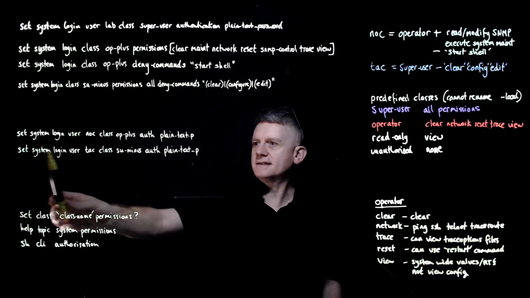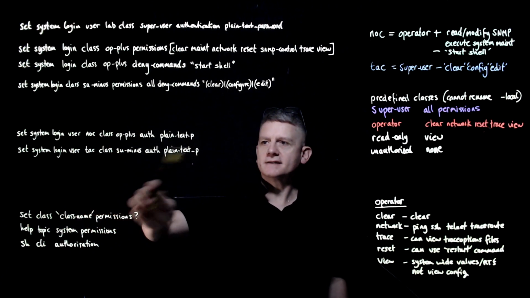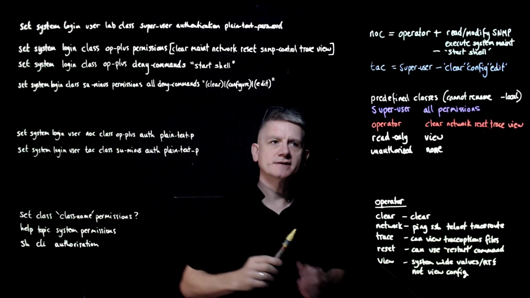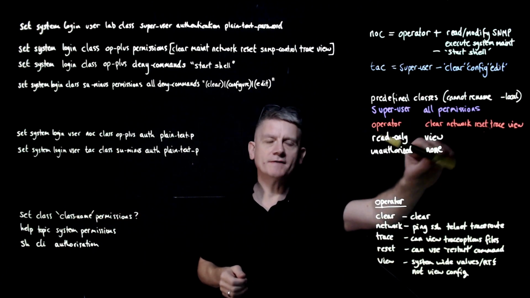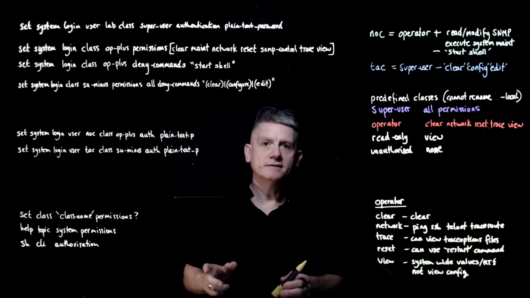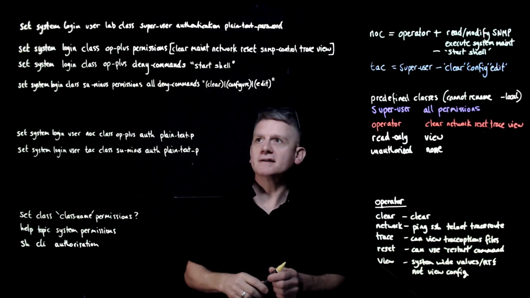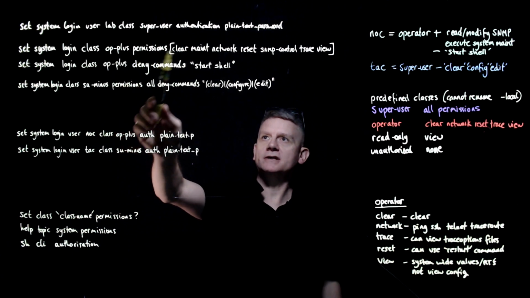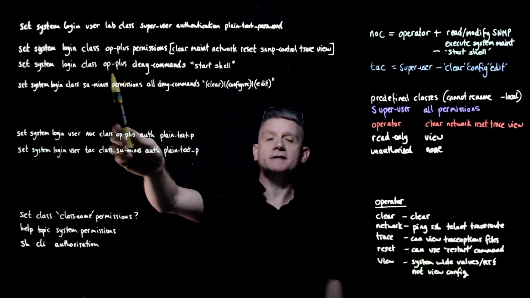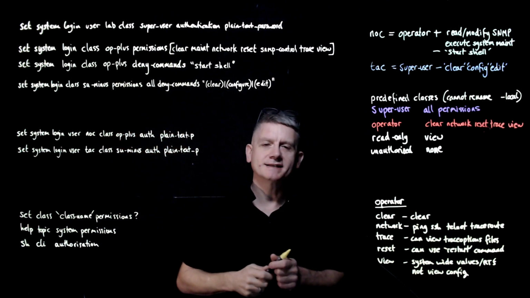Let's add the user. Set system login user tac class SU-, authentication plain text. So we have the 4 predefined classes. We've added 3 users. 2 of them needed their own class, and we're using the permissions and the square bracket, and then the deny commands as the syntax to get that job done.